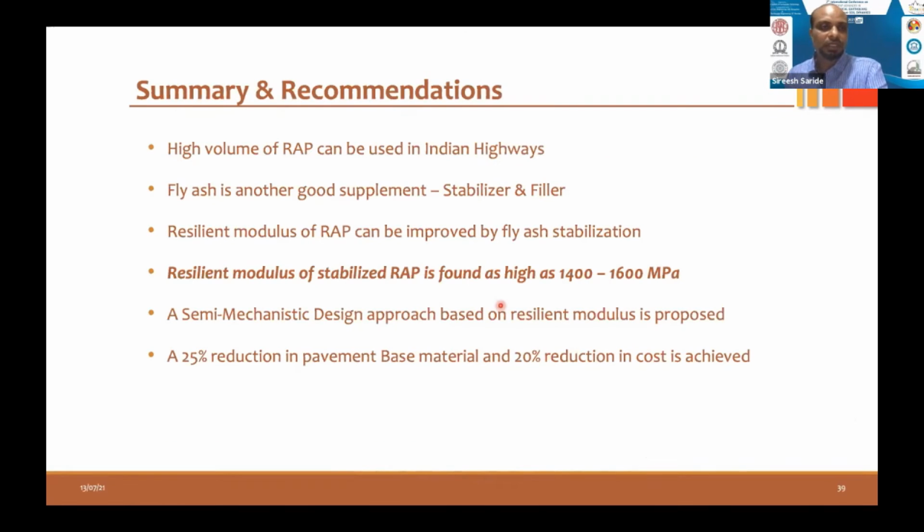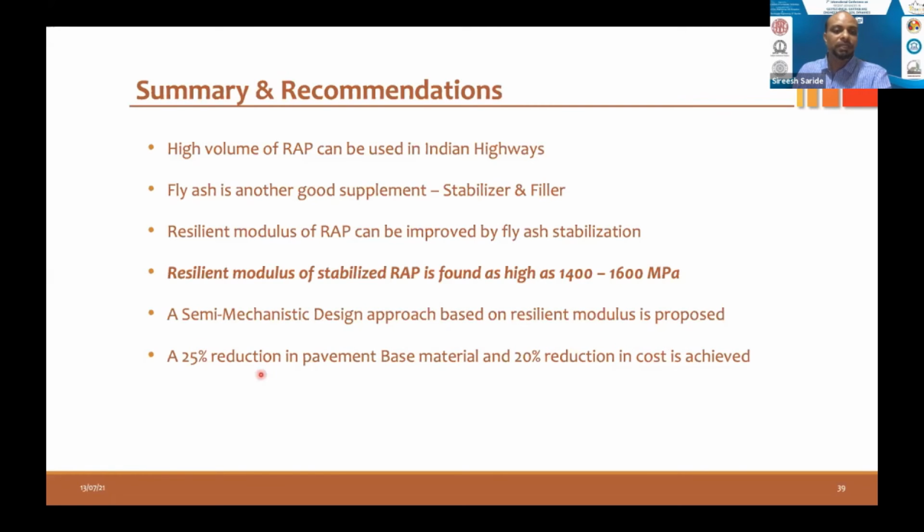So with that, I would like to conclude that a high volume of RAP, about 60 to 70% of RAP, can be used. That means 70% of virgin aggregates can be reduced here. And fly ash is another good stabilizer, which can help us as a filler cum stabilizer. But a proper treatment or alkali activator is required. And the resilient modulus of RAP material can be improved with fly ash stabilization. The MR values or resilient modulus values of stabilized RAP are found to be about 1400 to 1600 megapascals. But the requirement as per IRC is only about 450 megapascals. So a semi-mechanistic design approach was proposed in this study based on resilient modulus.